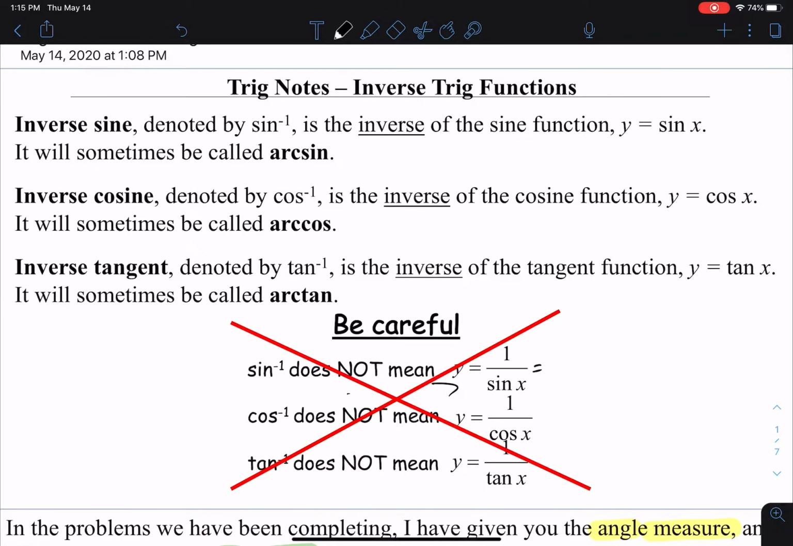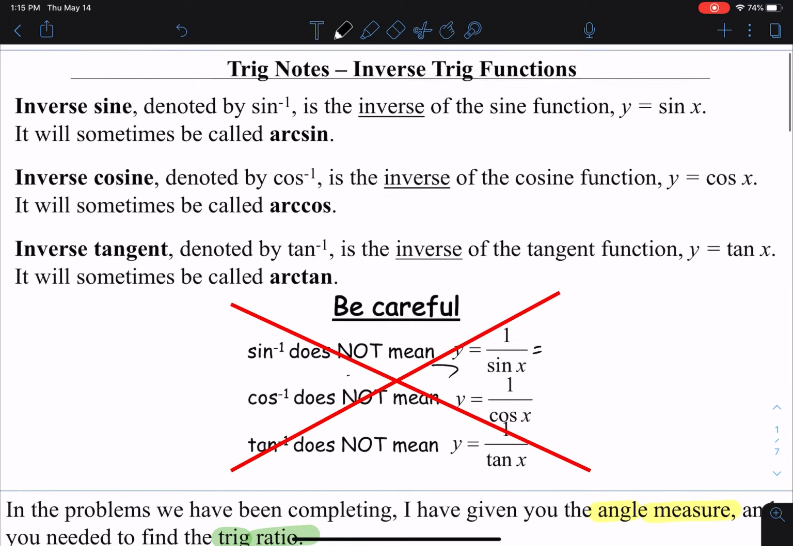All right, so the next thing we're talking about with trig is called inverse trig functions. So we're going to be dealing with inverse trig functions. Now, the word inverse, we've seen it before in class. We talked about inverse of polynomial equations, and if you remember those notes, it's similar. The only difference is we're dealing with trig functions now.